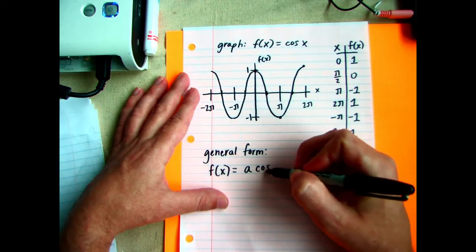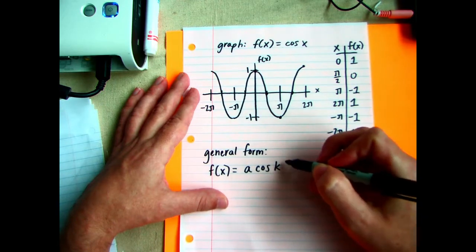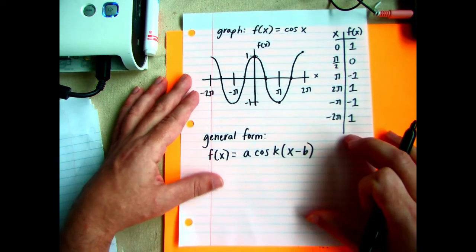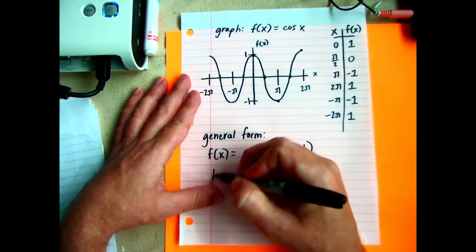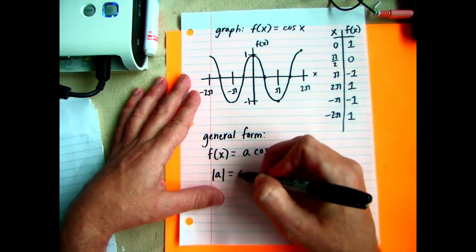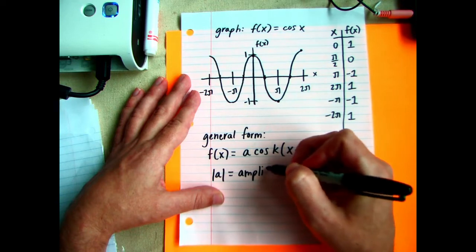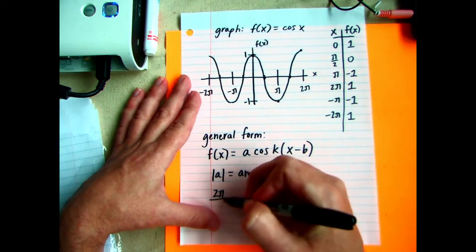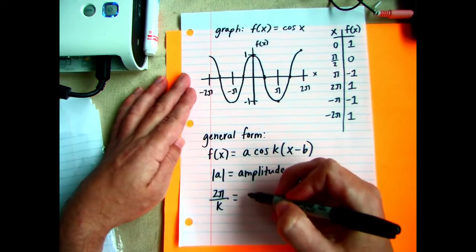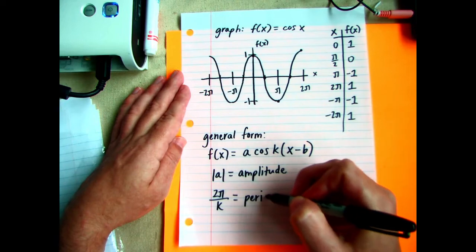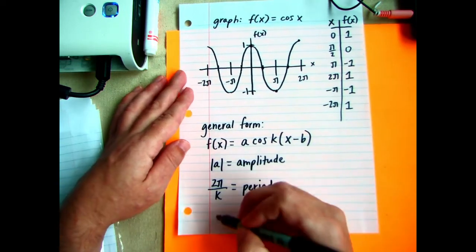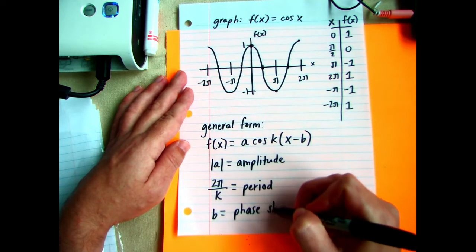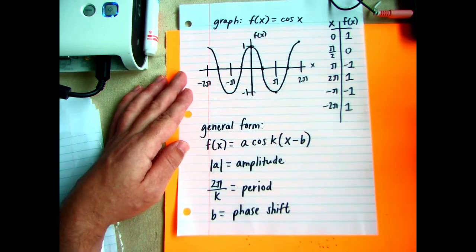But like the sine graph, it has this general form. And the key characteristics are going to be A, K, and B. And they represent the same things as the sine graph. So A is the amplitude. K is going to have to do with the period. So 2 pi over K is the period, which again is how long it takes to make one complete wave. And B is the phase shift, how far we're going to move left and right.